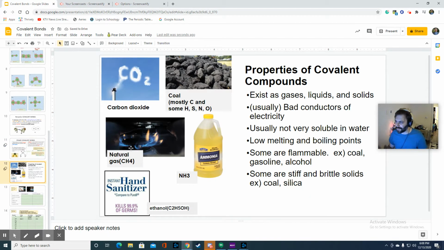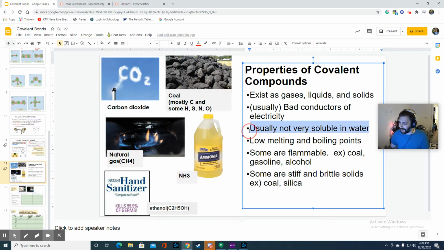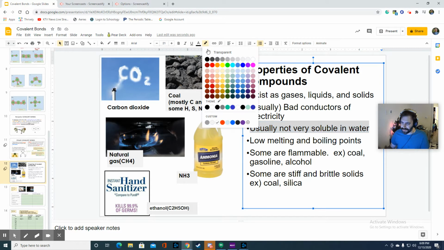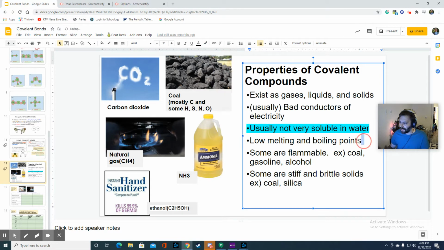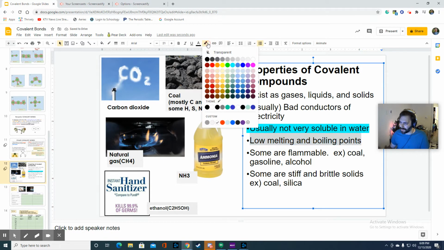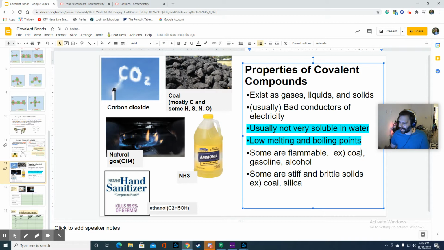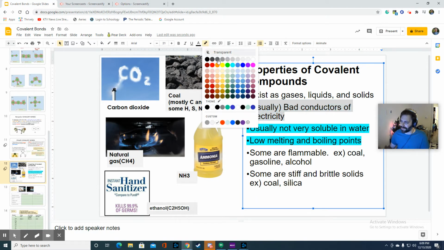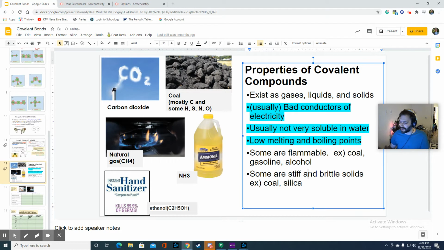Some properties of covalent compounds. They exist as gases, liquids, and solids. They're usually bad conductors of electricity, and they're not very soluble in water. Low melting point, low boiling point. So we're seeing a lot of opposites when compared to ionic bonds. I don't want to say bad conductors of electricity without caution, because remember that video of salts conducting electricity when aqueous or dissolved in water.